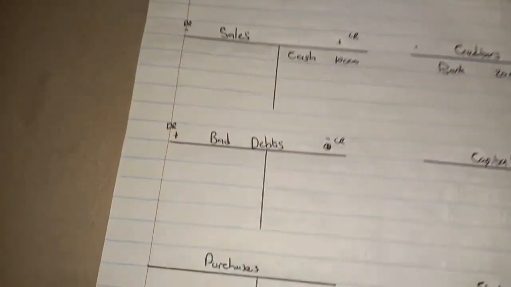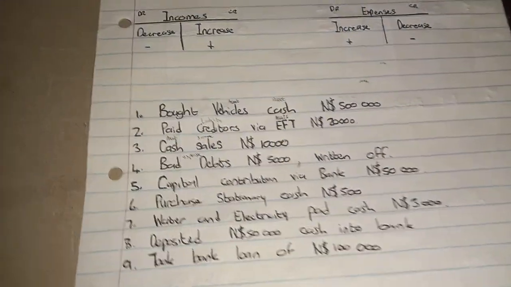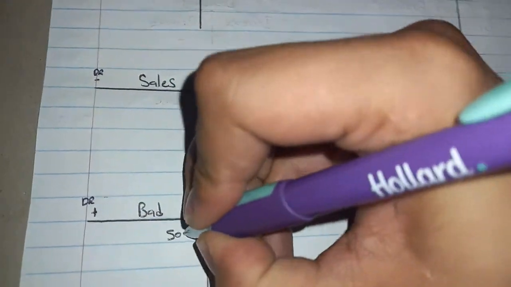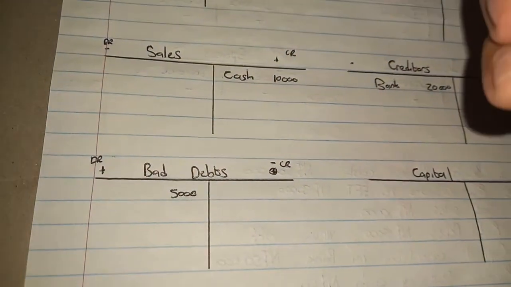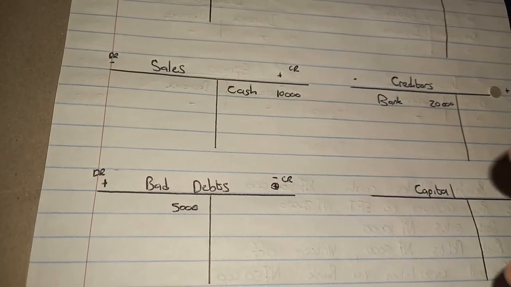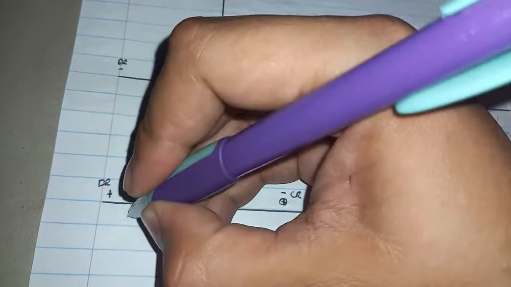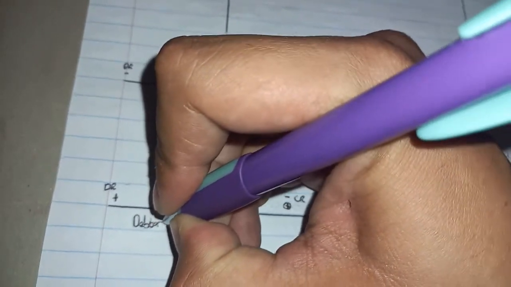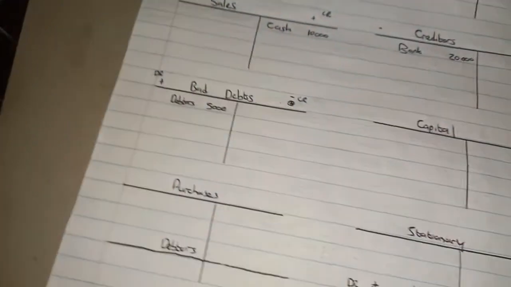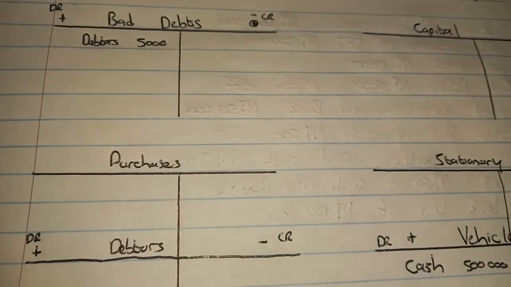So seeing as your bad debts are increasing, we wrote off bad debts with 5,000 Namibian dollars. So your bad debts increase with 5,000 Namibian dollars. You can then just write in debtors, so you can know where to edit, and your debtors is an asset. Assets increase on the debit side, decrease on the credit side. So your debtors actually decrease when you have bad debts because they can't pay you back anymore.